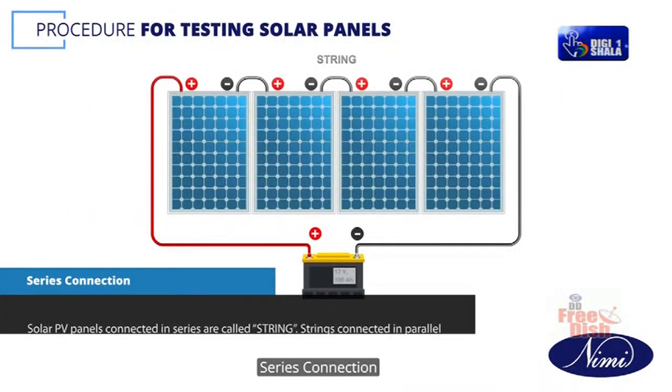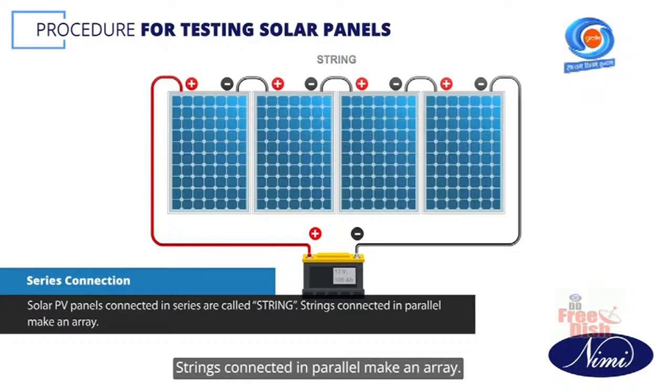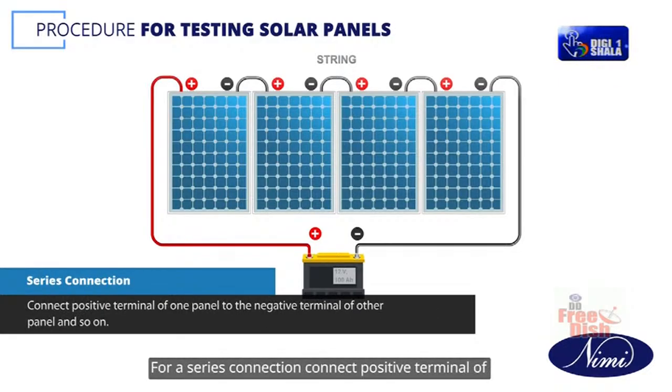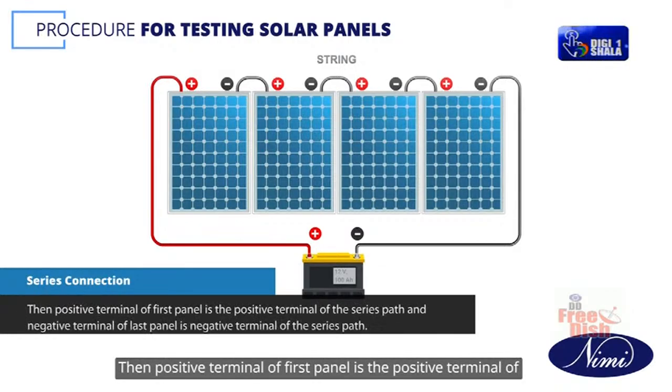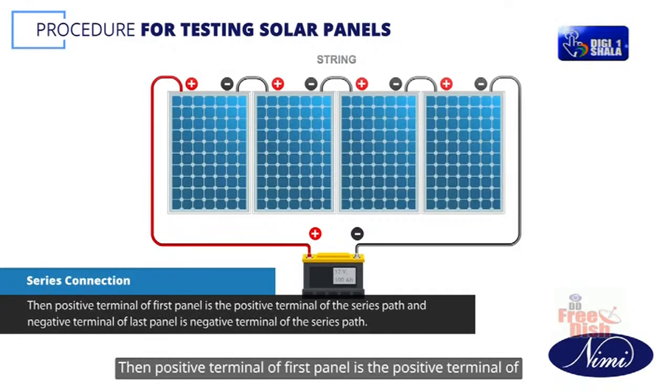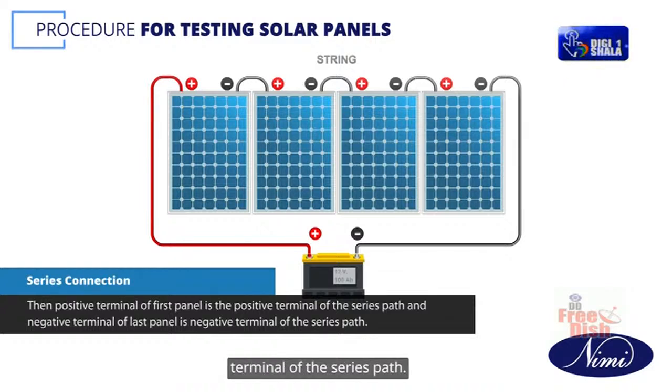Series connection. Solar PV panels connected in series are called a string. Strings connected in parallel make an array. For a series connection, connect the positive terminal of one panel to the negative terminal of another panel and so on. Then the positive terminal of the first panel is the positive terminal of the series path, and the negative terminal of the last panel is the negative terminal of the series path.